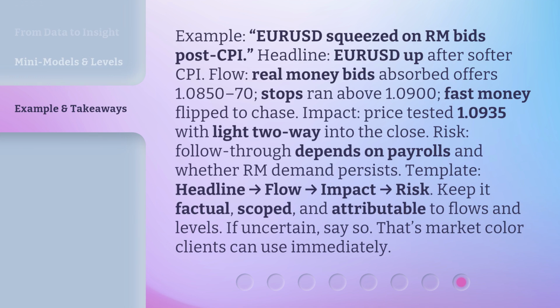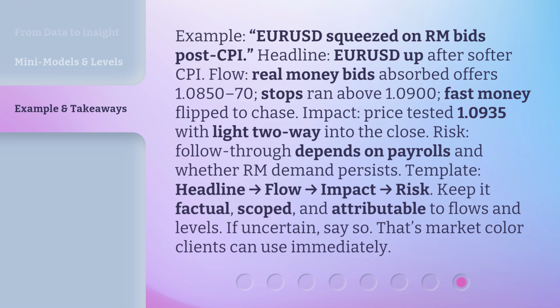Example: EUR/USD squeezed on RM bids post-CPI. Headline: EUR/USD up after softer CPI. Flow: real money bids absorbed offers 1.0850 to 70. Stops ran above 1.0900. Fast money flipped to chase. Impact: price tested 1.0935 with light two-way into the close. Risk: follow-through depends on payrolls and whether RM demand persists.